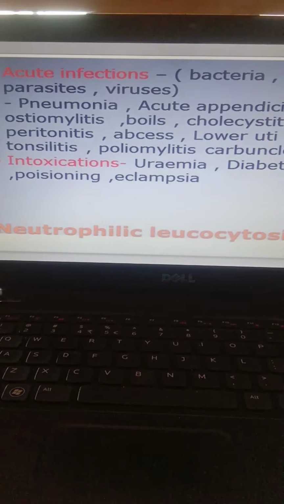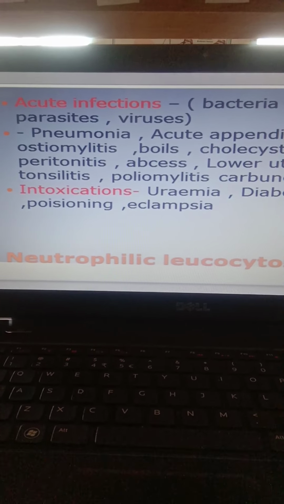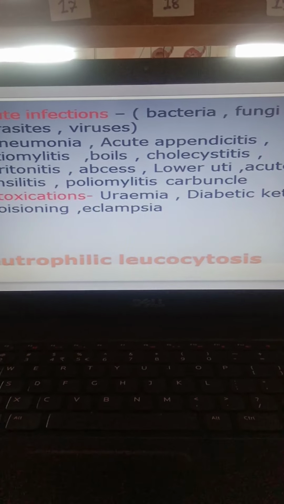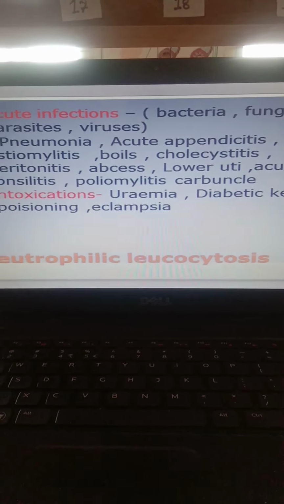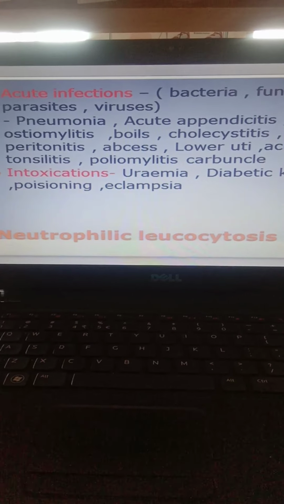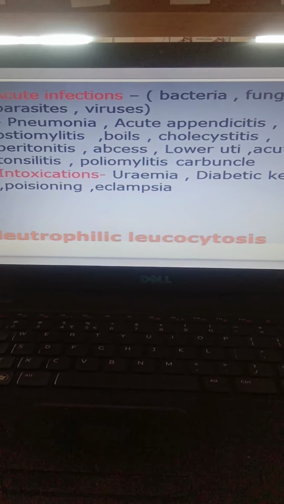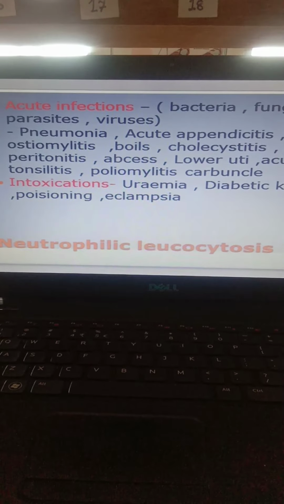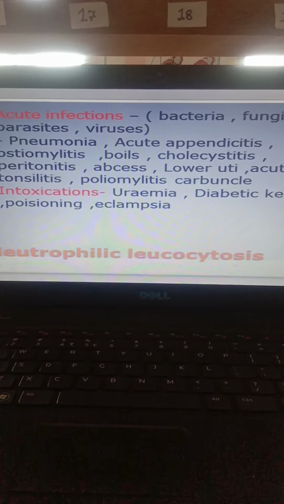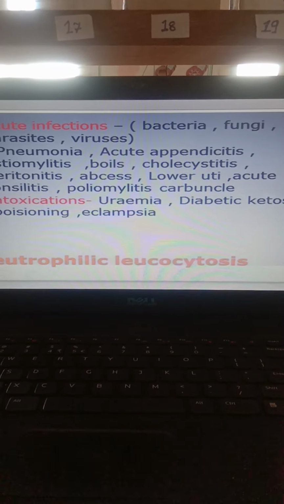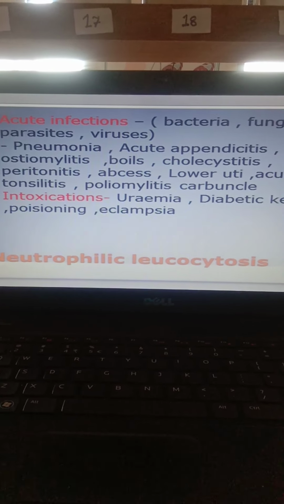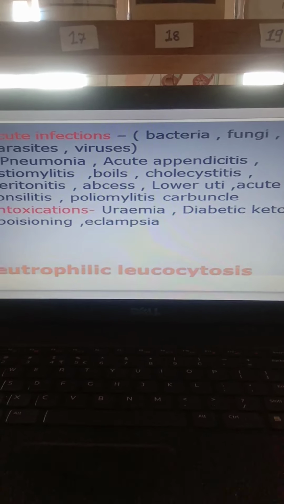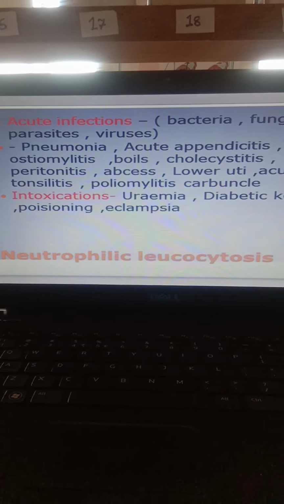The conditions for neutrophilic leukocytosis in acute infections are pneumonia, pneumococcal infection, acute appendicitis, osteomyelitis, boils, carbuncles, abscesses and lower urinary tract infections. These are on account of staphylococcal infection. Then upper respiratory tract infections, that is streptococcal infection: acute tonsillitis, pharyngitis, acute bronchitis. Then viral infections like poliomyelitis. All these are the criteria related with acute infections.